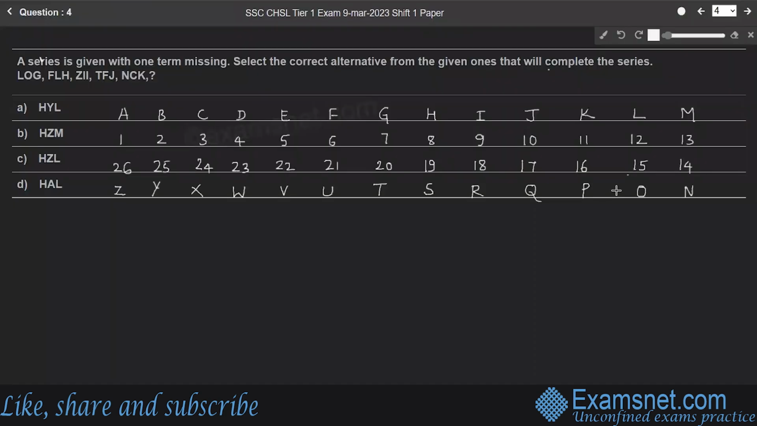Question number 4. A series is given with one term missing. Select the correct alternative from the given ones that will complete the series. So here is the given series, right? Here we need to find the last cluster of letters. Consider the first cluster, which is LOG. For our reference, I have written the positional value of each letter here. The positional value of L is 12, and O is 15, whereas G is 7. Similarly, the second cluster, FLH.